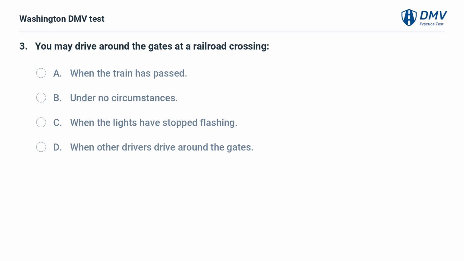You may drive around the gates at a railroad crossing. A. when the train has passed. B. under no circumstances. C. when the lights have stopped flashing. D. when other drivers drive around the gates.